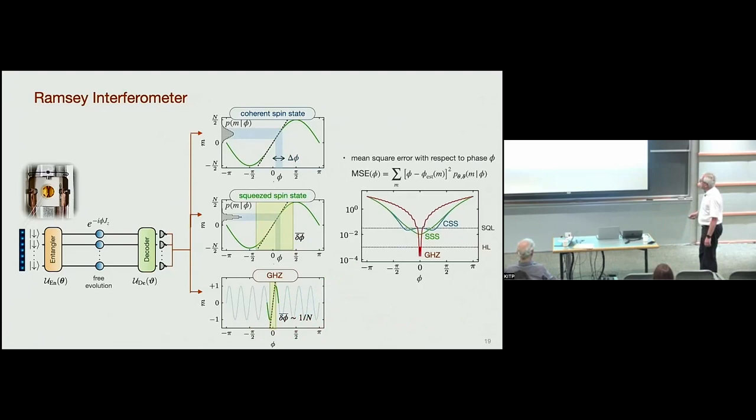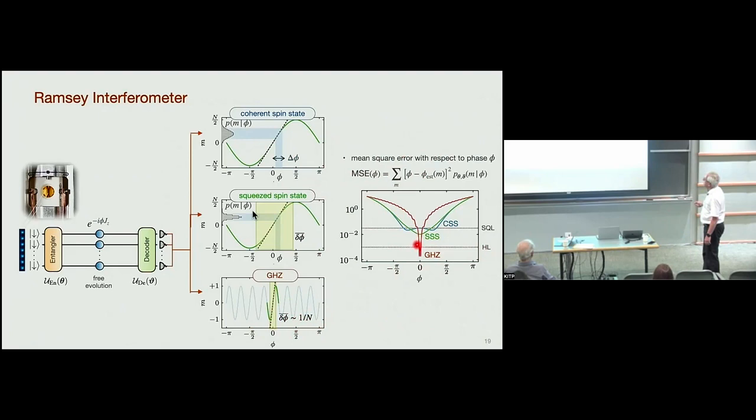So imagine now going back to my discussion of the cost function. If you plot this mean squared error over here as a function of the phase, you can see that the GHZ state is at the Heisenberg limit down here, very low. The coherent state is up here and the spin squeezing here. You can see this is sort of setting the stage.